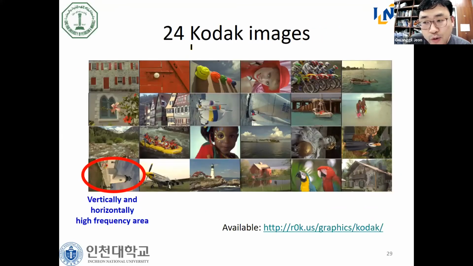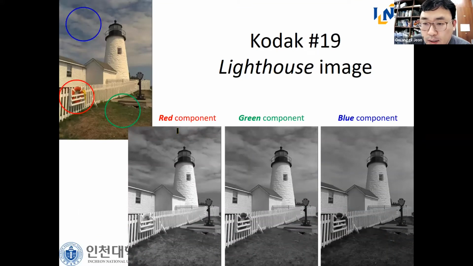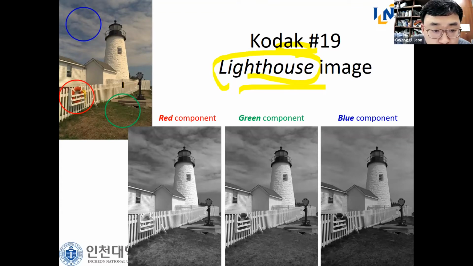So we can use some conventional images. Let us use 24 Kodak images in this work. Especially we are using this image. Let's give numbers, 1, 2, 3, and eventually this image is numbered 19. The reason we are using this image is that it has vertically and horizontally high frequency areas compared to the other images. So we are using the 19th Kodak image, and its name is the lighthouse image. As you can see, vertically and horizontally we have high frequency areas.